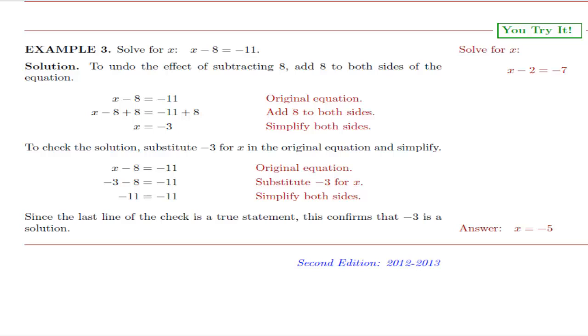To check the solution, substitute negative 3 for x in the original equation and simplify. We get negative 3 minus 8 equals negative 11. Simplifying on the left side, we get negative 11 equals negative 11. Since both sides are equal, this confirms that negative 3 is a solution of the equation.